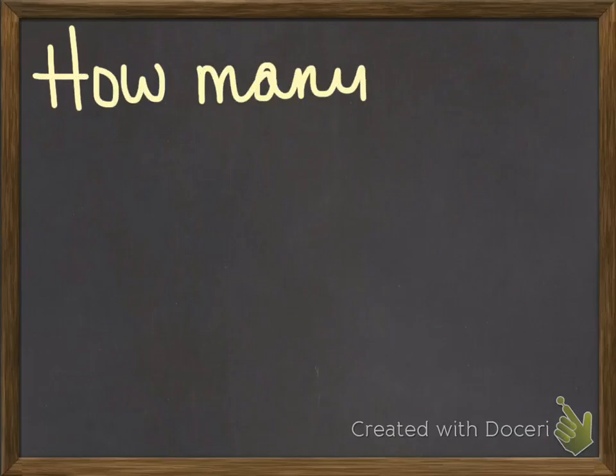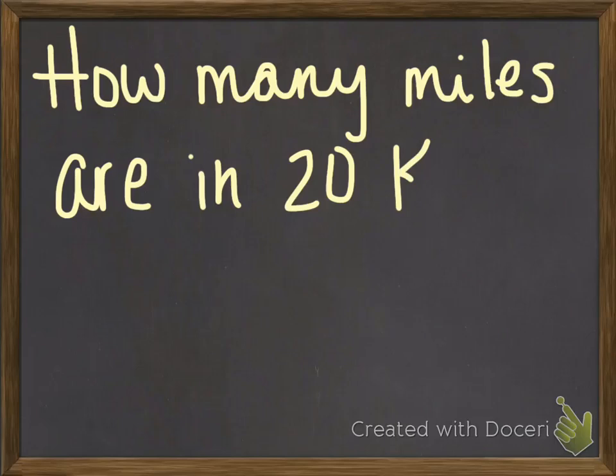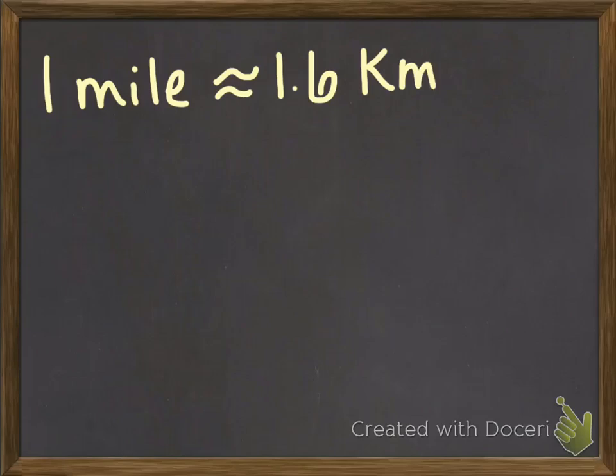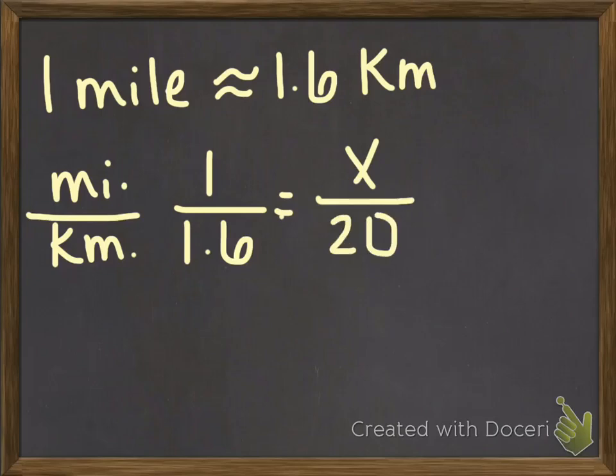Let's try one more for practice. How many miles are in 20 kilometers? This time I'm looking for the miles and I'm given the number of kilometers. I'm going to again use my conversion. 1 mile is about 1.6 kilometers. And I'm going to start with my labels, miles over kilometers. 1 mile is about 1.6 kilometers. I'm looking for the number of miles in 20 kilometers.